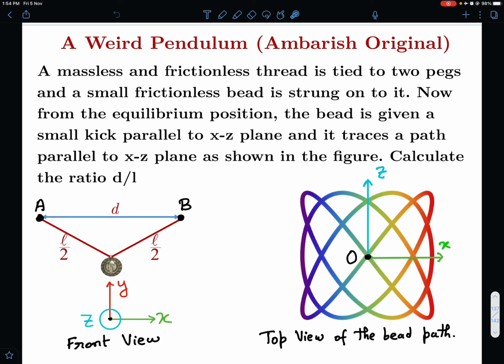The thread is absolutely massless and frictionless, with negligible radius. It has a finite length, but its mass is negligible, and the bead also has some mass, but its size is very small, so you can treat it like a point bead. But it can slide without friction.